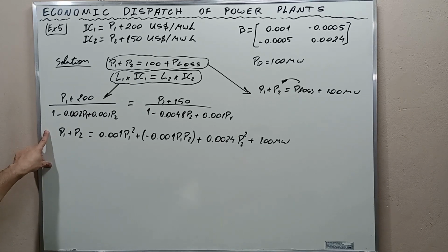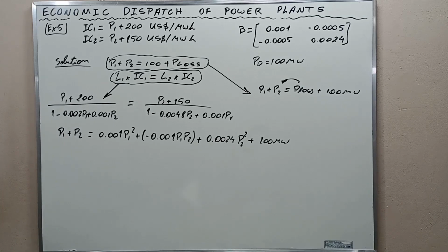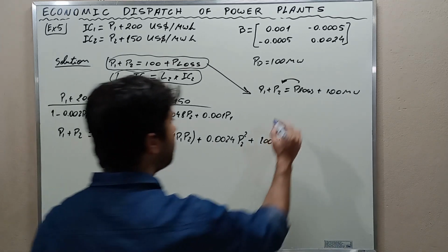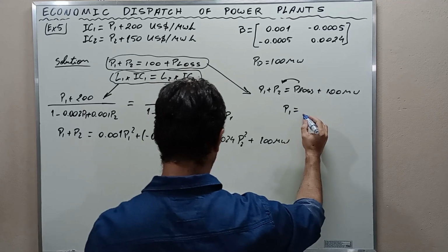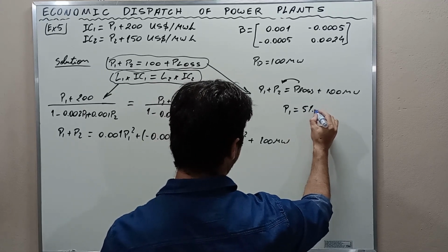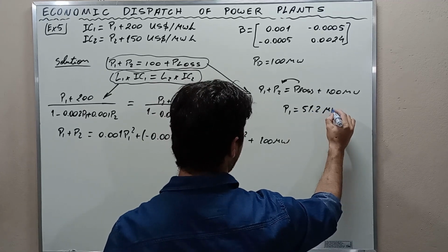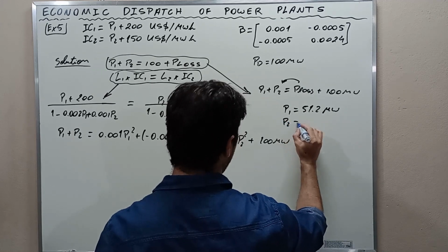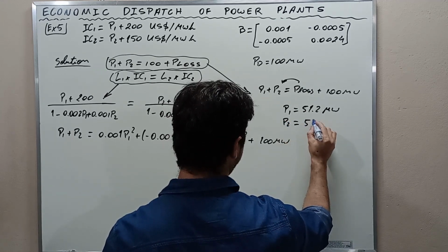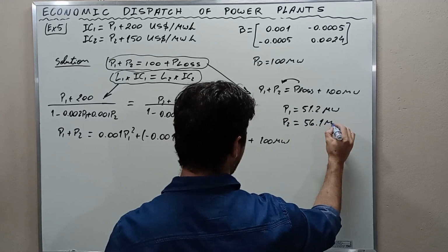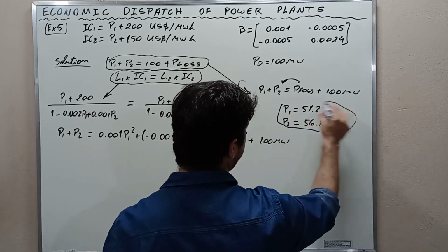I cannot solve it by hand. We have to use the computational tool. I used Wolfram Alpha, okay? And after using this computational tool, we find that P1 is equal to 51.2 megawatts and P2 is equal to 56.1 megawatts. Alright?